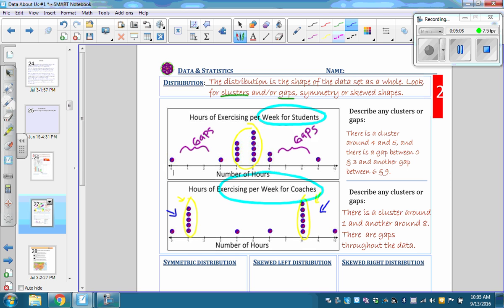When we look at students, the students tend to have more people in the middle. The students tend to exercise for 4 or 5 hours a week. More students tend to have a regular exercise pattern, and fewer students exercise many, many hours. There are many things we could say about this data. That would just be the beginning of the conversation.